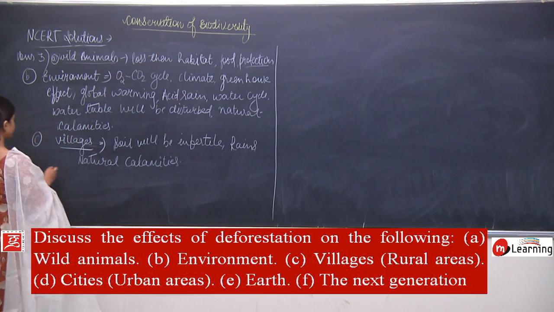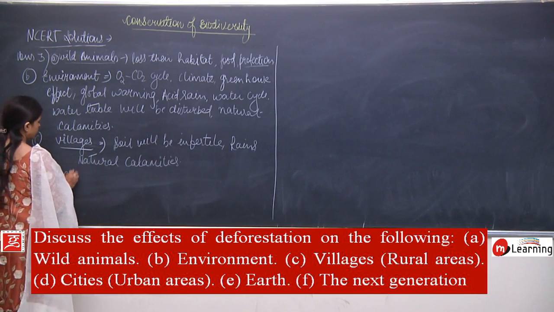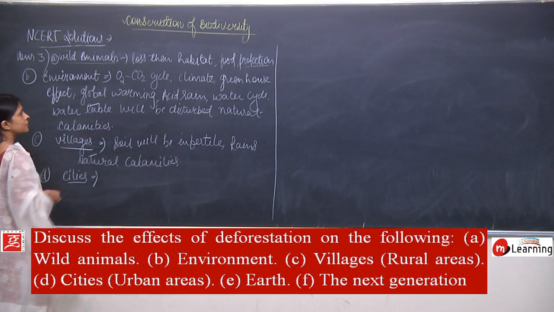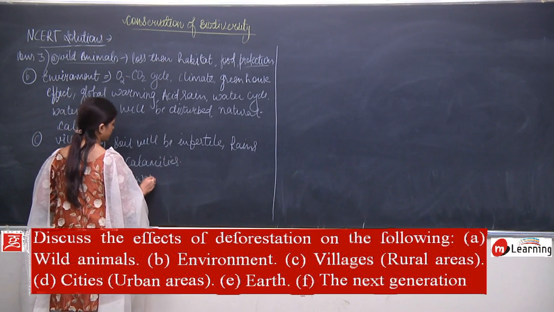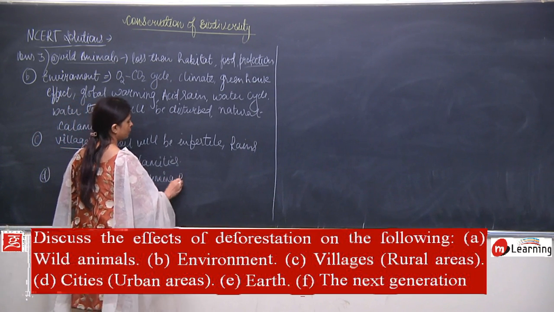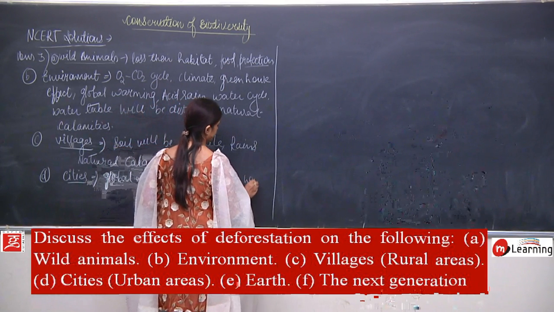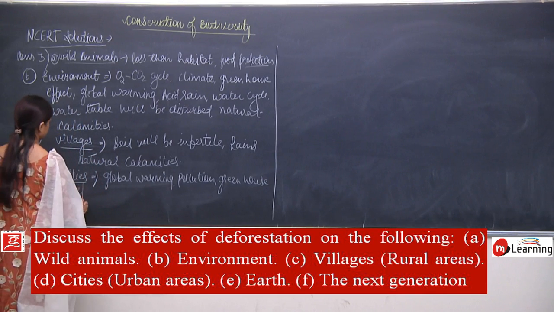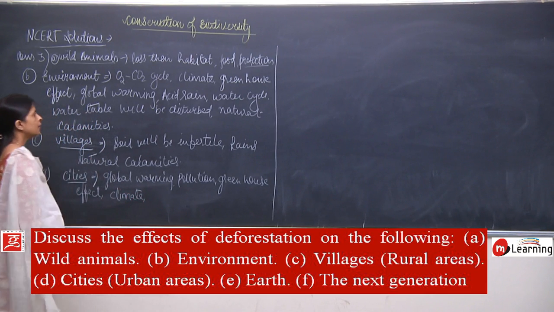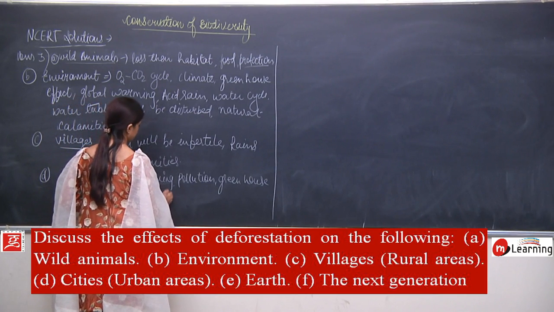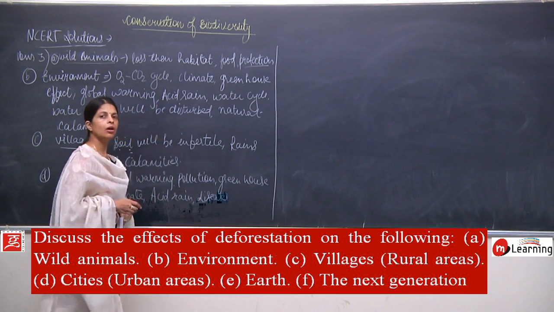Now what is the D1? D is cities, that is how deforestation is going to affect the cities. This whole thing is related to the city only. Global warming, pollution will increase. Global warming, pollution, greenhouse effect, climate will also change, and acid rain, diseases.